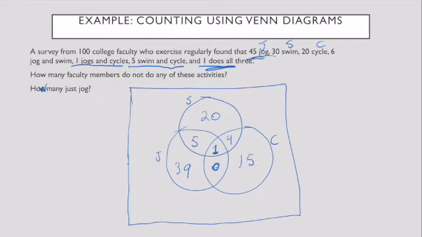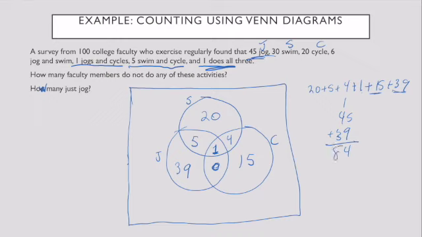Now, I also want to know how many faculty members do not do any of these activities. For this, I need to take the sum of all of the different sections. So I have 20 plus 5 plus 4 plus 1 plus 15 plus 39. So I've got 25, 29, 30, 45, 45 plus 39. It's been a long day, folks. 84. Great. So I've got 84.